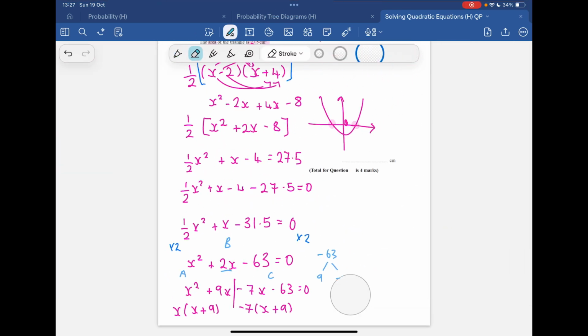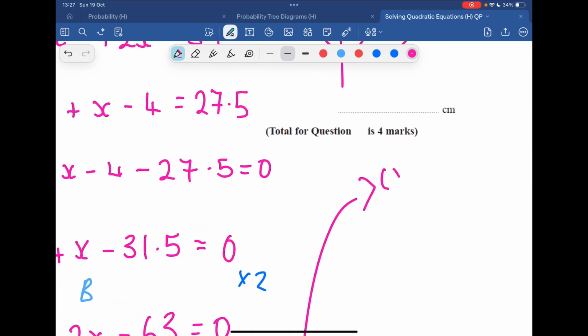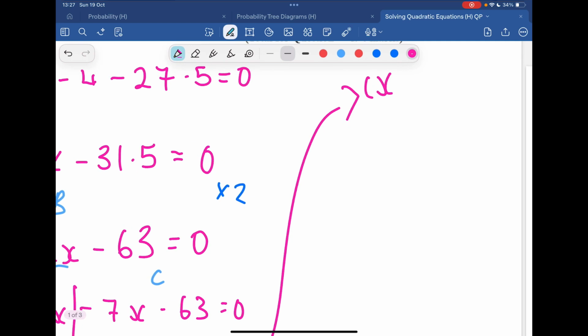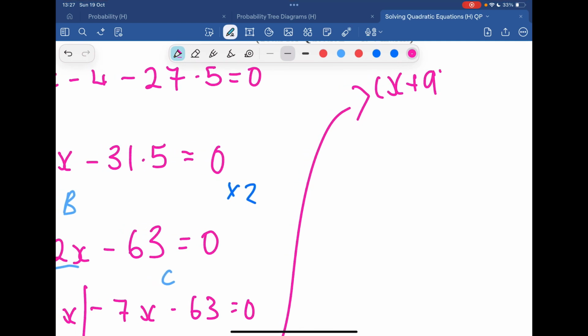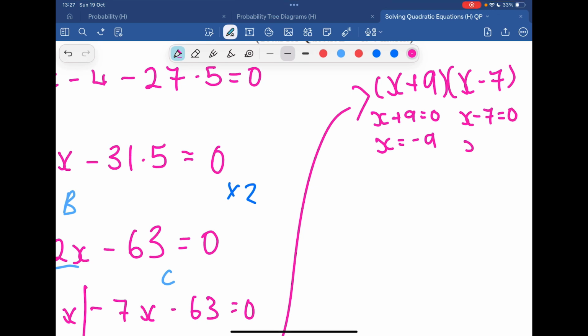So this gives me x plus 9 as one of my brackets, and x minus 7 as another one. And then we just solve those as normal. We're going to set both of them equal to 0. So if x plus 9 is equal to 0, x is equal to minus 9. And then if x minus 7 is equal to 0, x is equal to positive 7.